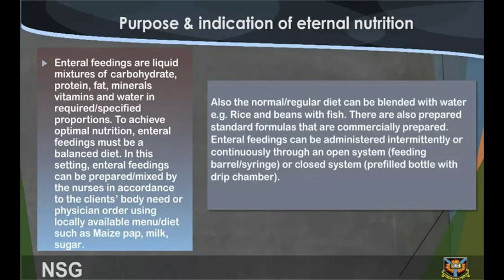Enteral feedings are liquid mixtures of carbohydrate, protein, fat, minerals, vitamins, and water in required and specified proportions. To achieve optimal nutrition, enteral feedings must be a balanced diet. In this setting, enteral feedings can be prepared and mixed by the nurses in accordance to the client's body need or physician order using locally available menu diets such as maize pap, milk, sugar. Also, the normal regular diet can be blended with water. For example, rice and beans with fish.